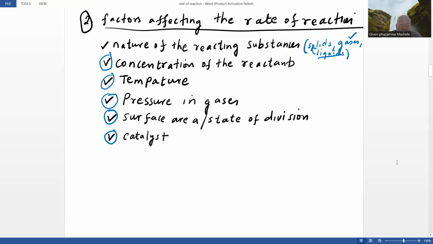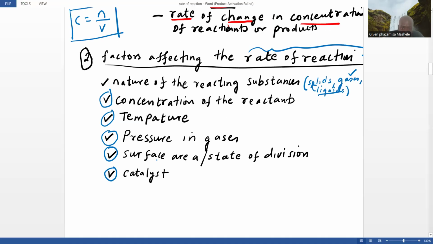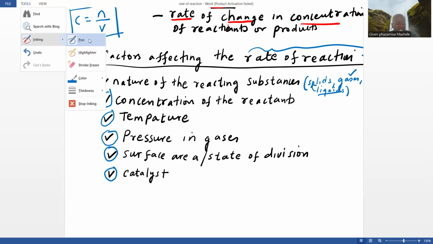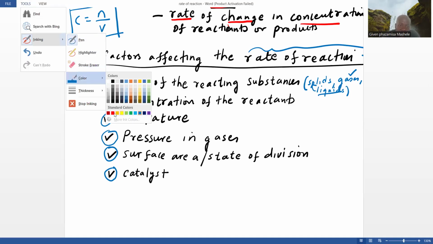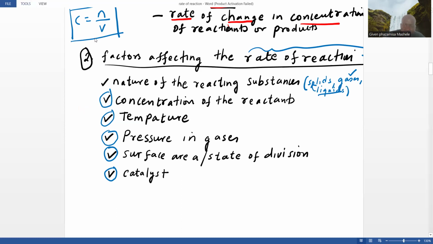Ladies and gentlemen, these factors that I have explained here, they affect the rate of reaction. Which means that in the examination, the rate of reaction, when compared with these factors, is always a dependent variable. So it means how fast or how slow the reaction takes place depends on these factors.